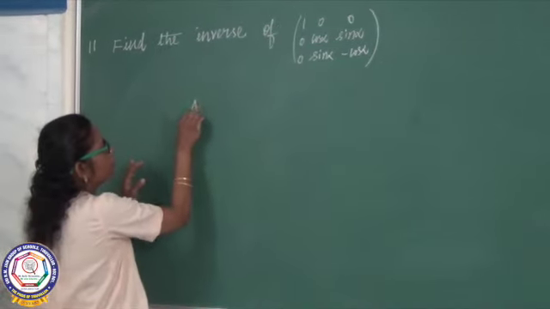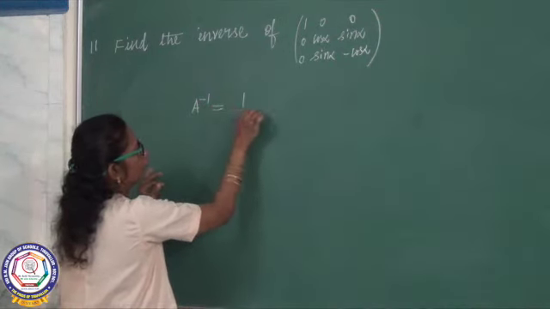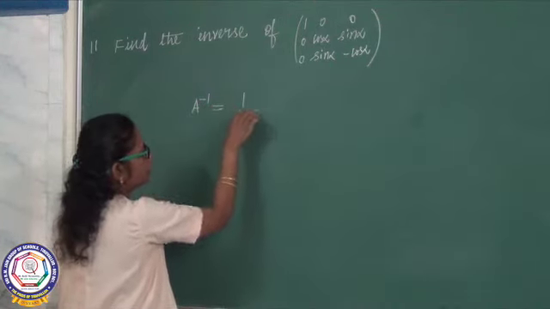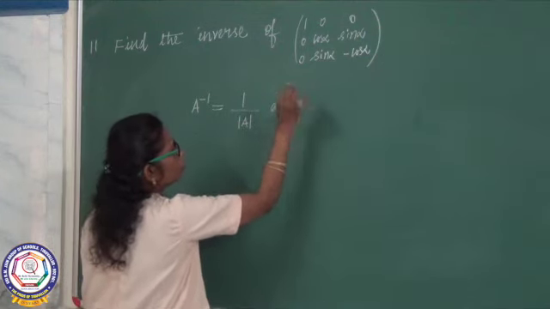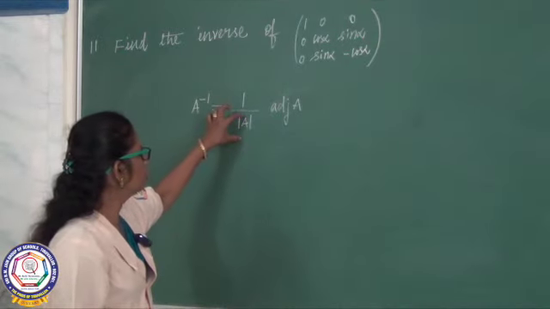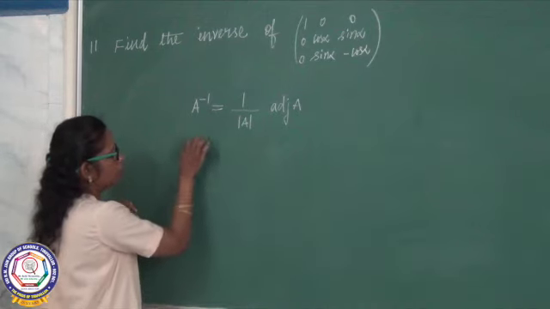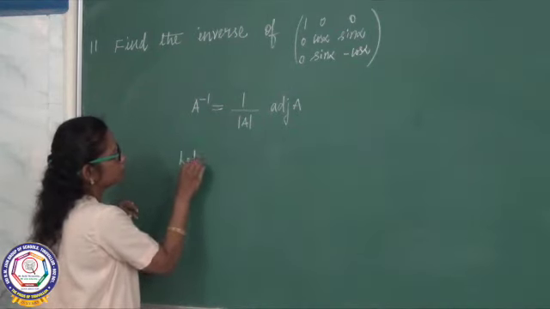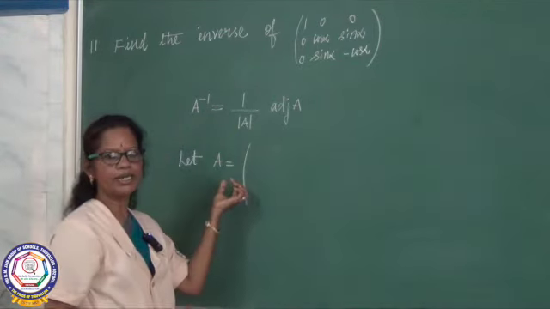I have discussed how to find A inverse in a 3 by 3 matrix. First, what is the formula for A inverse? A inverse equals 1 by determinant A into adjoint A. First, I am going to find determinant A. Let A equal the given matrix.